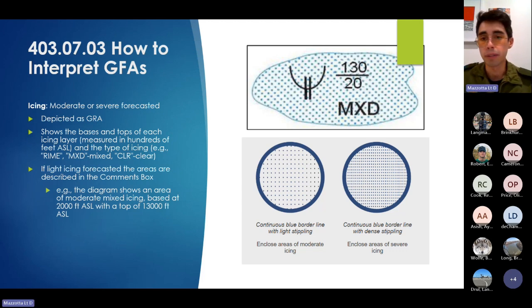And as well, when I show you the GFA chart for icing and turbulence, I'll show you on the legend box. It's going to show you the intensity and what these symbols mean. So, I'll give you guys a couple seconds there. So that's what icing would look like on a GFA. Not super common in the summer, but definitely in the late fall, winter, and early spring, you definitely see a lot more icing present in the atmosphere.